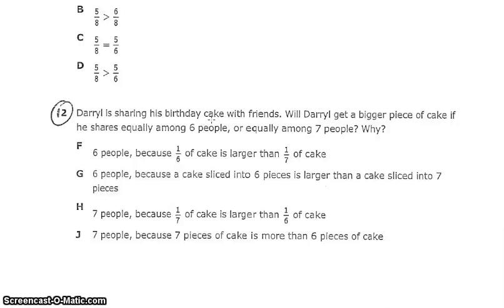G. 6 people, because cake sliced into 6 pieces is larger than cake sliced into 7 pieces. H. 7 people, because 1/7 of the cake is larger than 1/6 of the cake. J. 7 people, because 7 pieces of cake is more than 6 pieces of cake.